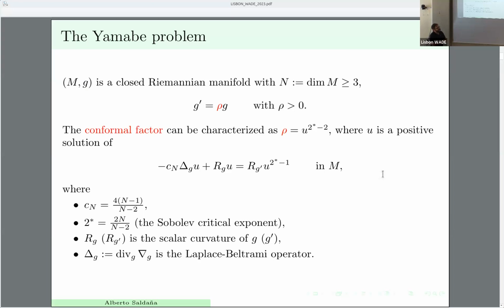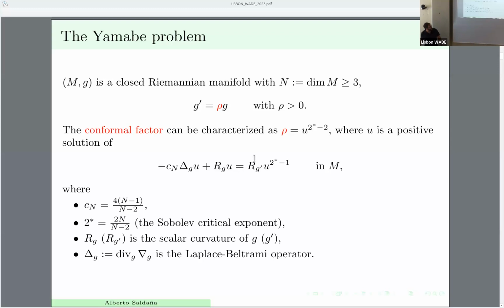Okay, so the thing is that if you are trying to find this new metric with constant curvature, you can restate the problem in terms of a PDE, which is nonlinear, which is this one. Here we have a PDE on a manifold. This Laplacian is the Laplace-Beltrami operator on the manifold. This is the scalar curvature of g, and this is the scalar curvature of g prime.